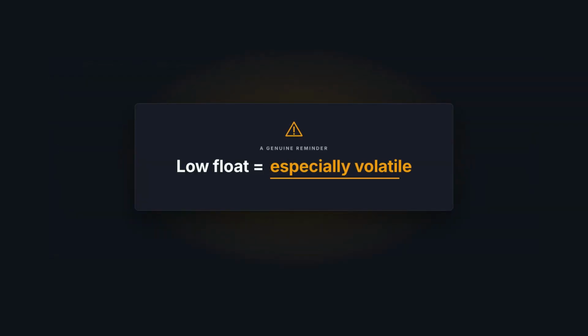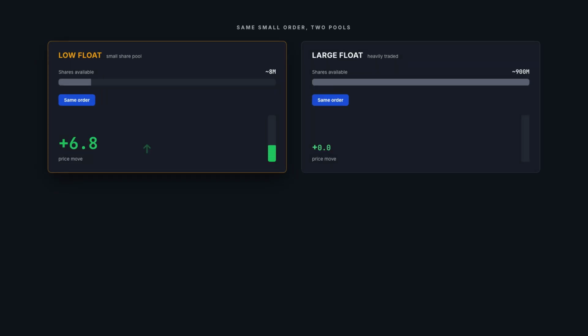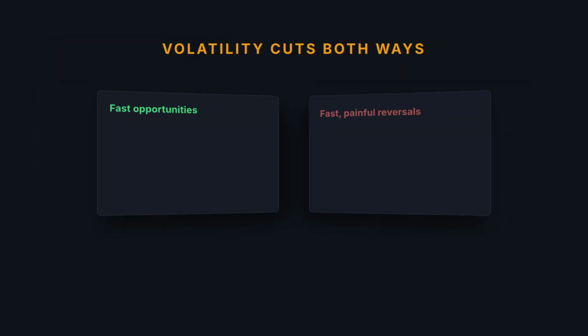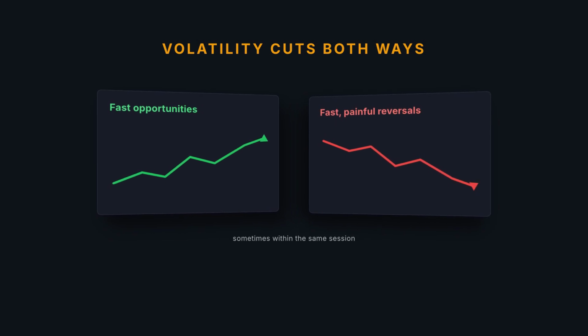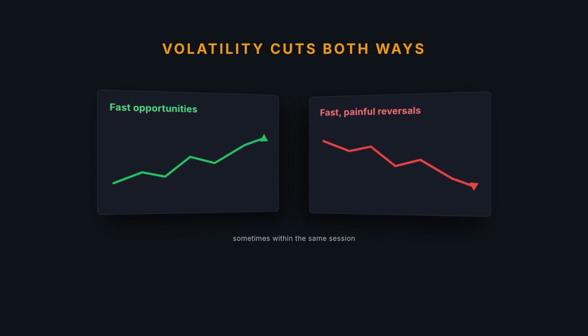One genuine reminder worth taking seriously here. Low float stocks are known for being especially volatile, and there's a real reason for that. With a smaller pool of available shares, even relatively small buy or sell orders can move the price a lot more than they would on a heavily traded stock. That volatility cuts both ways. It's exactly what creates fast opportunities, and exactly what creates fast, painful reversals too, sometimes within the same trading session.